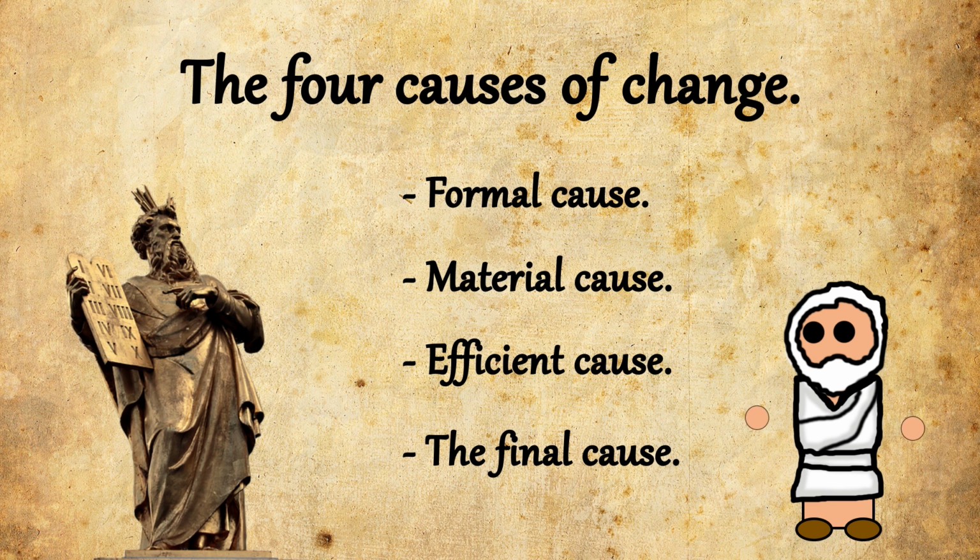In the creation of a statue, the formal cause would be the shape given to the statue, the material cause the matter which the statue consists of, the efficient cause being the sculptor who makes the statue, and the final cause being the purpose for why the sculptor chose to create the statue in the first place.